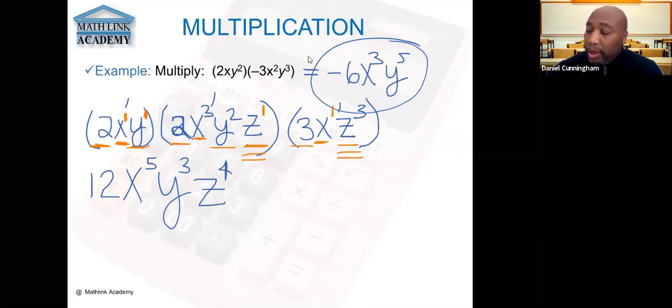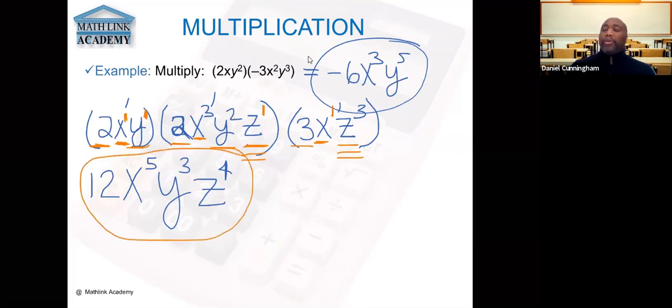And that's our final answer right there. Our final answer was 12x to the 5th, y cubed, z to the 4th. How come that's my answer? It's because I'm multiplying. Again, it's not adding or subtracting. I'm multiplying 3 terms, so I've got to look at all the variables and letters and numbers and combine them. You only combine if the bases are the same. If the bases are the same, x is one base, y is another base, z is another base, then you add the exponents.